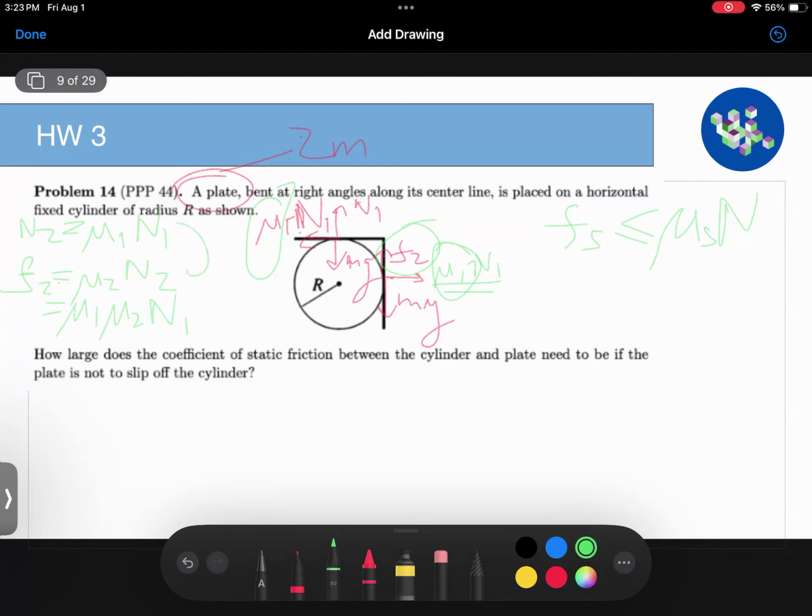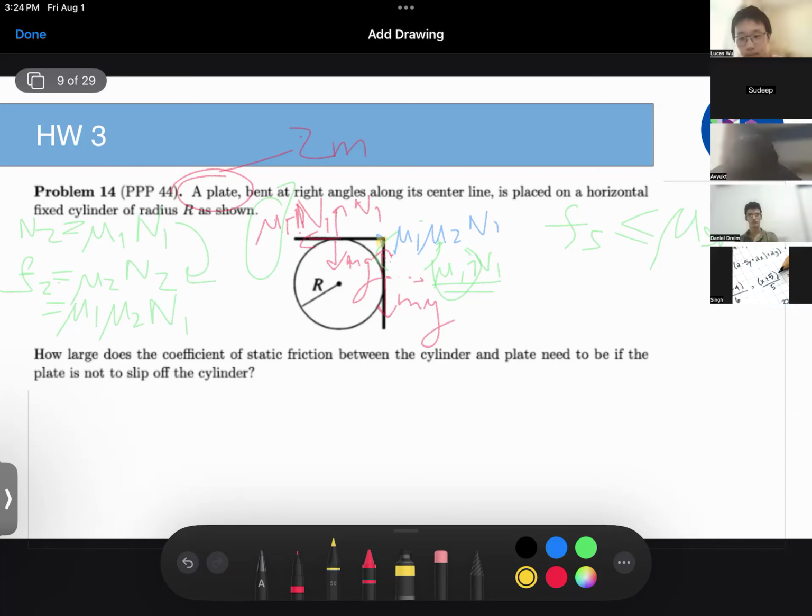Because we just put that in there. Okay, and then let me replace F2. Instead of writing F2, let me draw in blue so that it will be easier to see. So mu1 mu2 N1. Okay, now let's balance some torque. So let's balance torque about this corner point over here. Let me draw that in yellow. All right, let's balance.